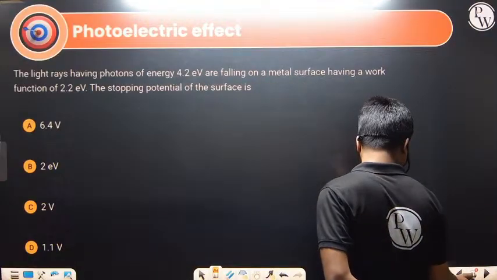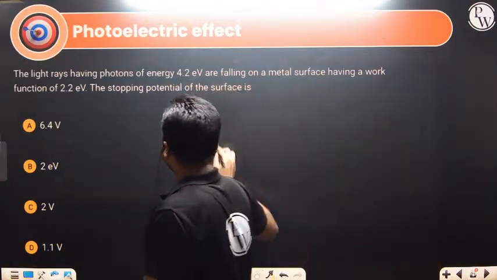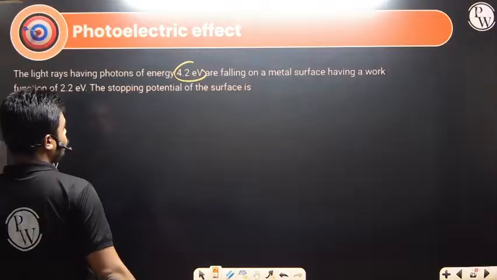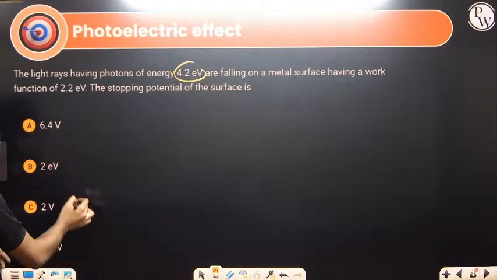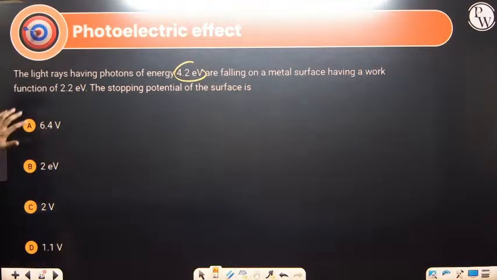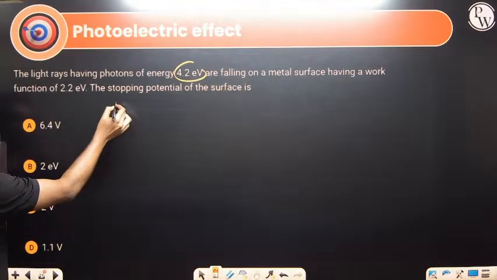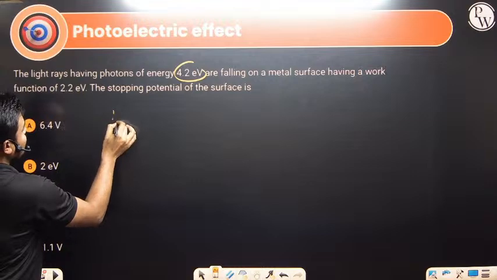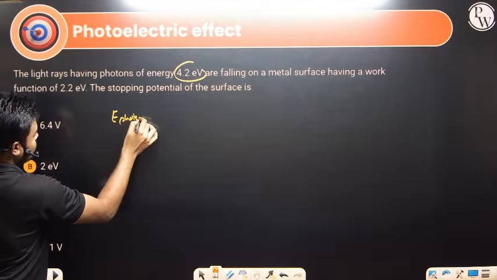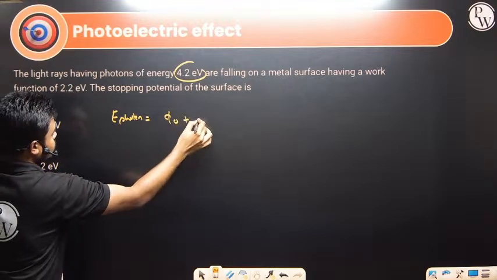Clear? Light rays having photons of energy 4.2 electron volt are falling on a metal surface having a work function of 2.2 electron volt. They are asking the stopping potential of the surface. So what is the stopping potential? We can write the formula: the energy of the photon is equal to phi naught plus eV naught.